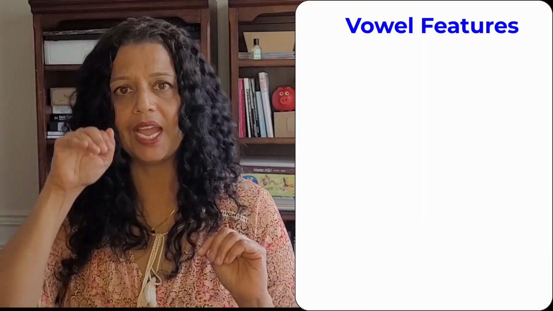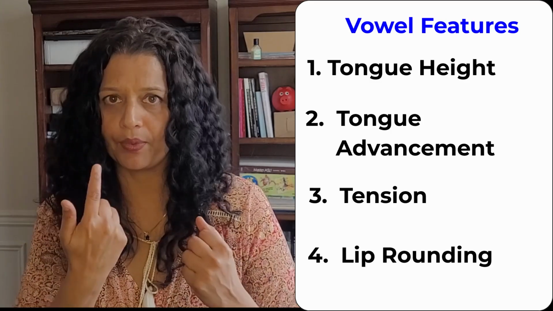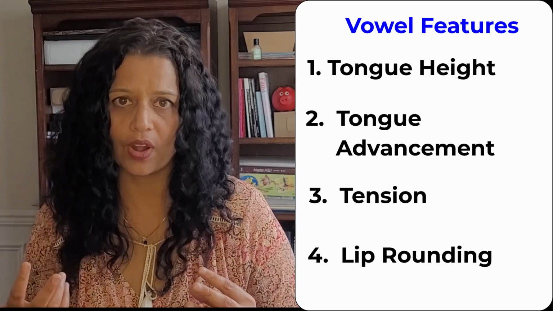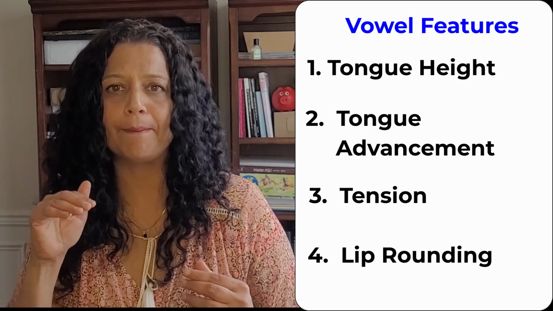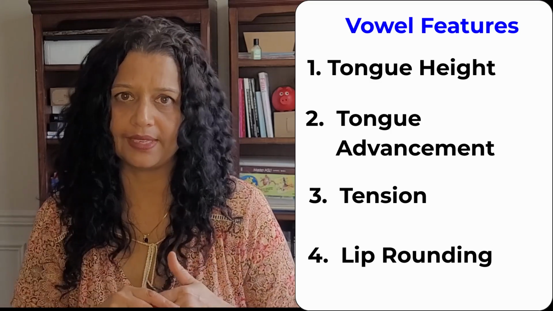If you remember from a vowel video that I did many months ago, link above if you missed that one, a vowel is characterized by 4 features. It's characterized by tongue height, tongue advancement, tension, and lip rounding. So how can we describe the schwa using those 4 aspects? So it is a mid-central, lax, and unrounded sound.